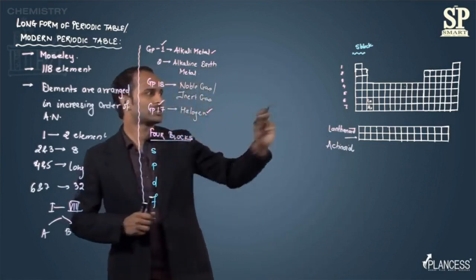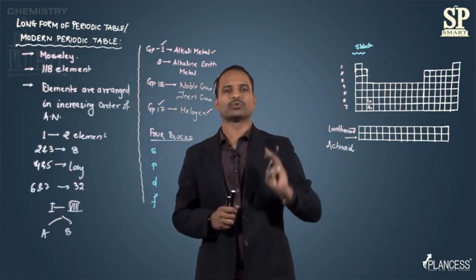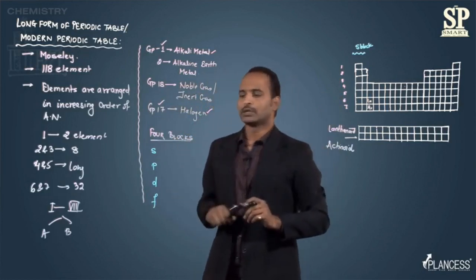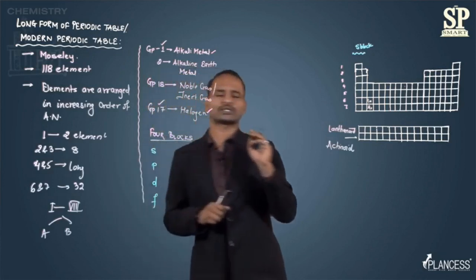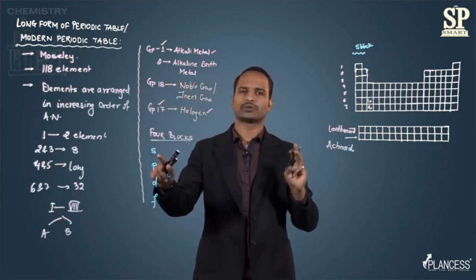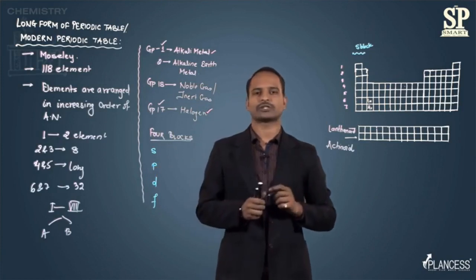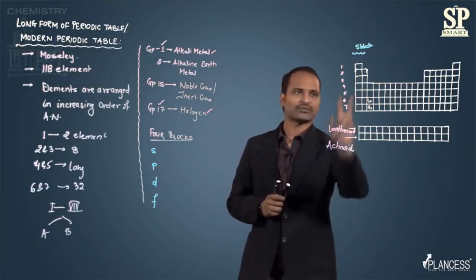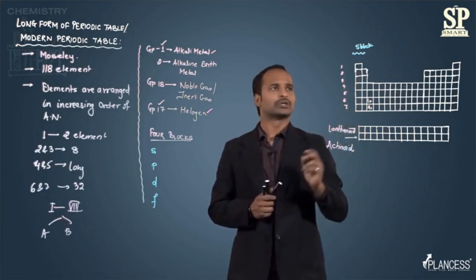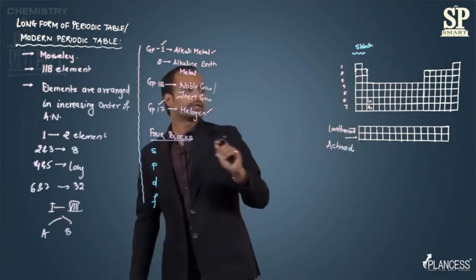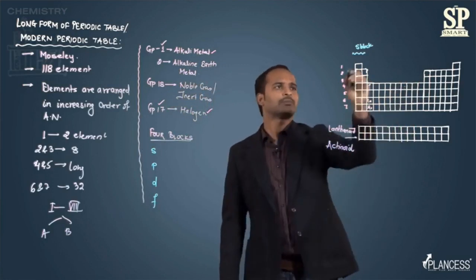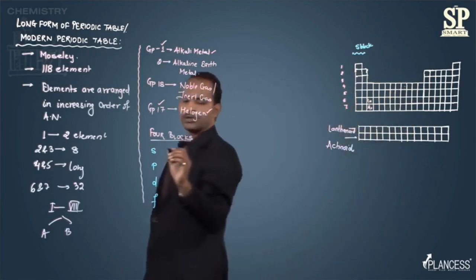The s block, as I said, is given only 2 groups, that is group number 1 and group number 2. The reason is that an s orbital can accommodate a maximum of 2 electrons. That's why there are two groups. In the case of the p block, it is assigned 6 groups. Group numbers 1 and 2 come to the s block.